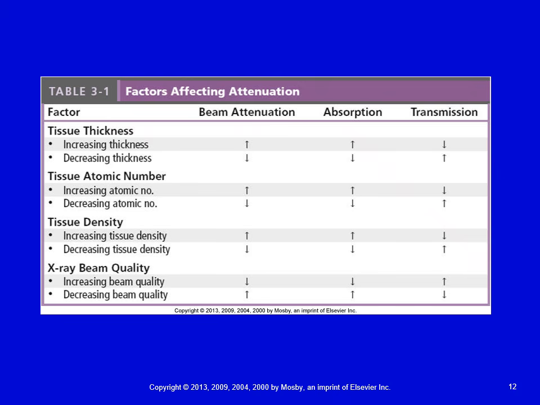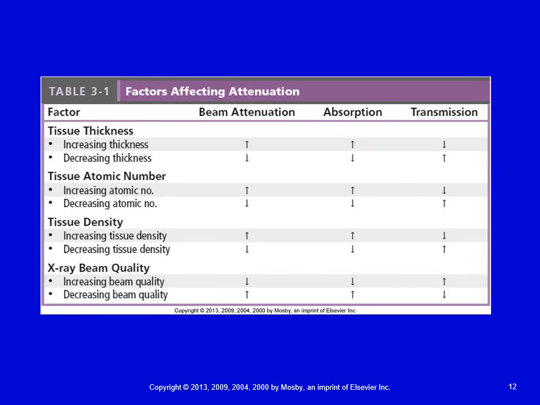Vice versa, thinner body parts will attenuate less of the beam, meaning they will absorb fewer of the actual X-ray photons in the beam, and they will transmit more, meaning they will let more of the X-ray photons come out and interact with our image receptor.